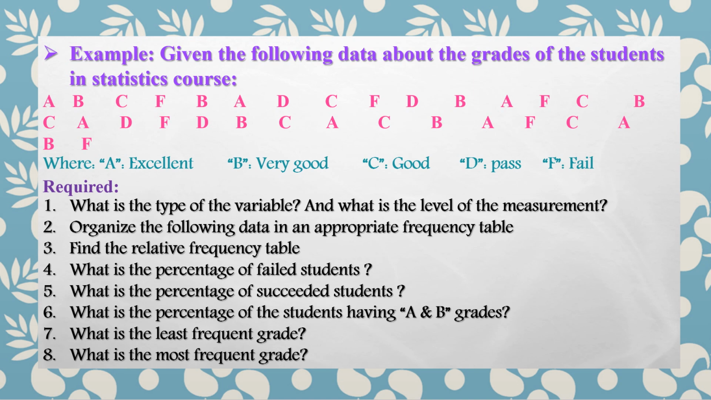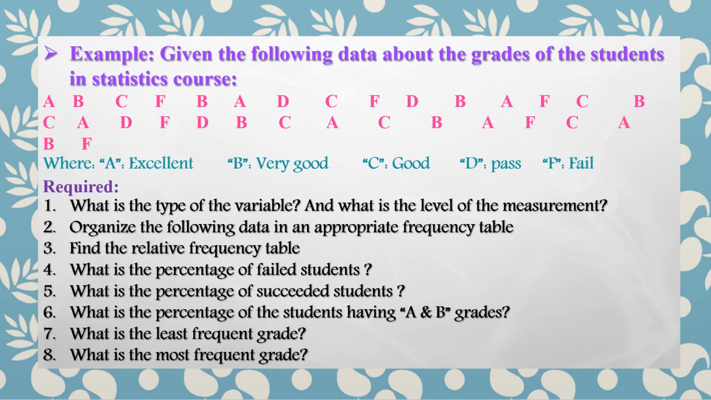The required, what is the type of the variable? Here our variable is the grades of students, and the grades of students is a qualitative variable, but an ordinal one, because it takes orders: A, B, C, D, F, and so on. So this is a qualitative ordinal variable, and the level of measurement for this variable is the ordinal level of measurement.